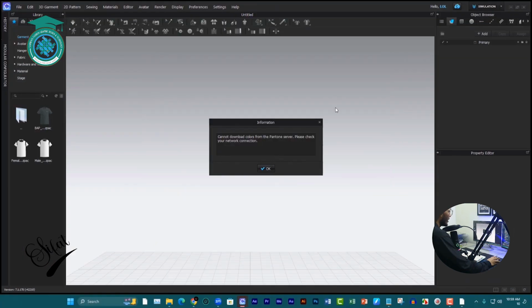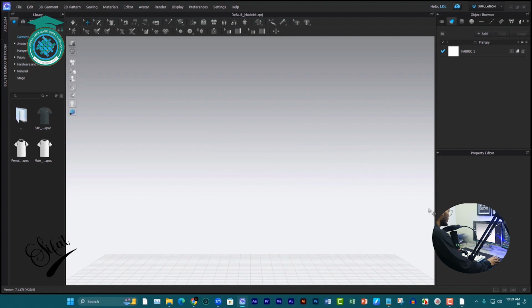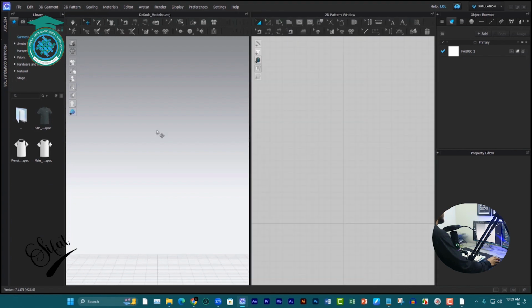So graphics like Adobe Illustrator, Adobe Photoshop, it will help your skills grow in this sector, and also in using CLO3D, because some techniques, some uses are similar.